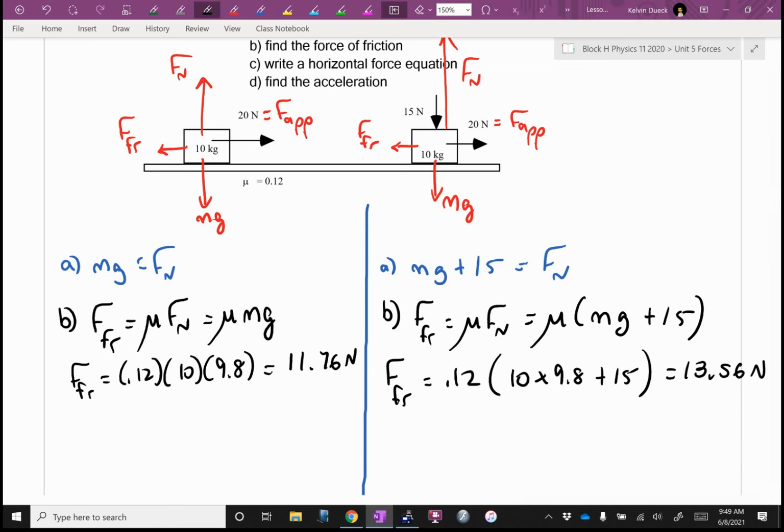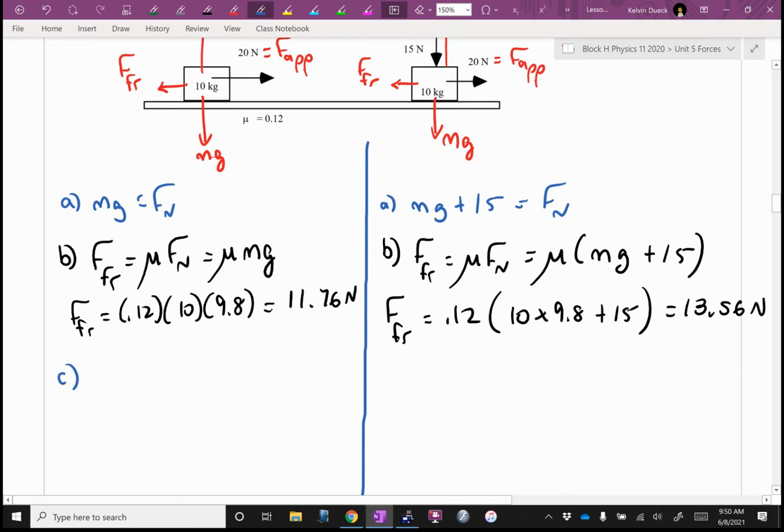And again, if you felt like you wanted to calculate the normal force in part A as a number, it didn't say in part A to calculate, it just said write the equation. So I'm lazy, I just did that. What does C want me to do? Okay, on the left diagram, who's winning? Who's losing? Equals?